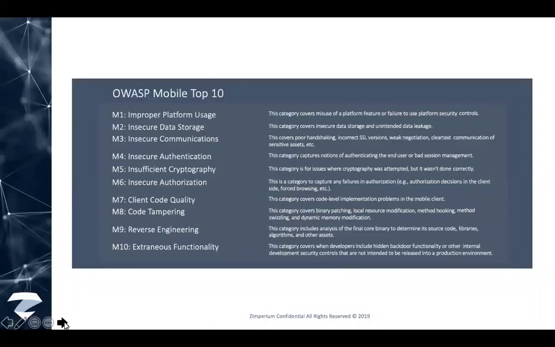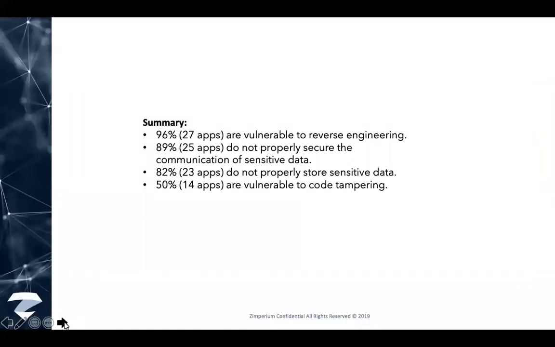So how did our apps do against the OWASP top 10? Well, when we look at all 28 of them combined, 96% were vulnerable to reverse engineering. So obviously, reverse engineering can lead to a whole bunch of different things, including imposter apps and things along those lines. If they're vulnerable to reverse engineering, that makes it that much easier for a bad guy to capitalize on them. Almost the same amount, 9 out of 10, don't secure communication of sensitive data properly.